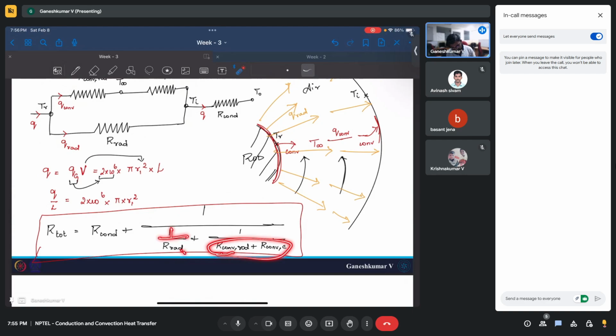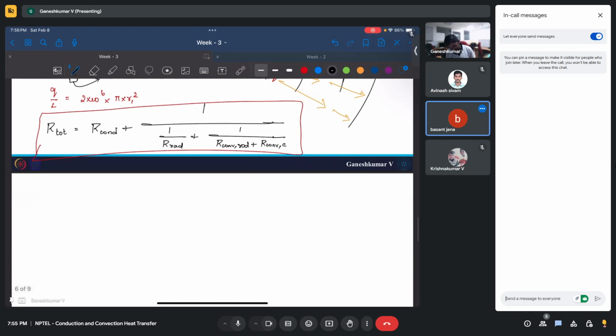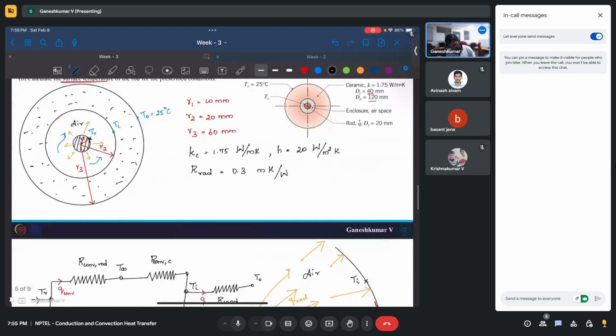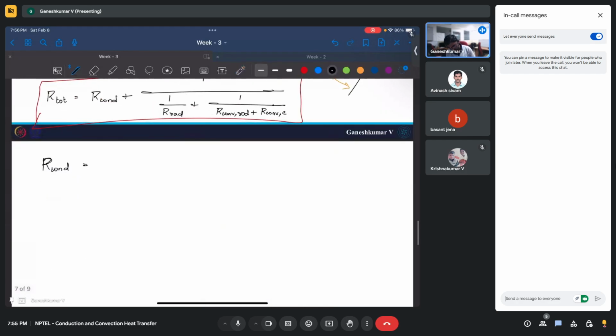So 1 by R radiation plus 1 by R convection, total in the inverse, will give you the total resistance of this plus this. All right, let's quickly find out the resistance. What is R conduction? Since this is the cylindrical ceramic enclosure, we already know it is going to be logarithm of R3 by R2 divided by 2 pi into K L, but per unit length we are trying to find out.